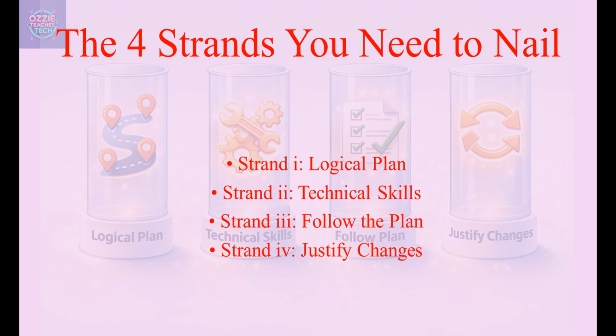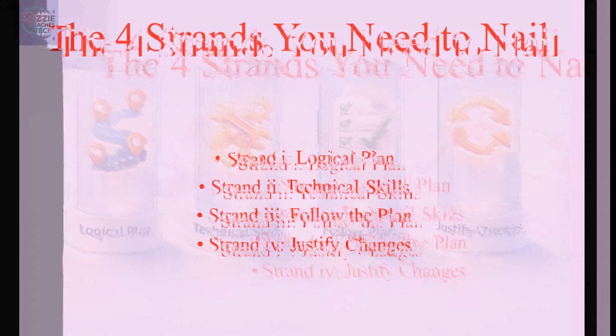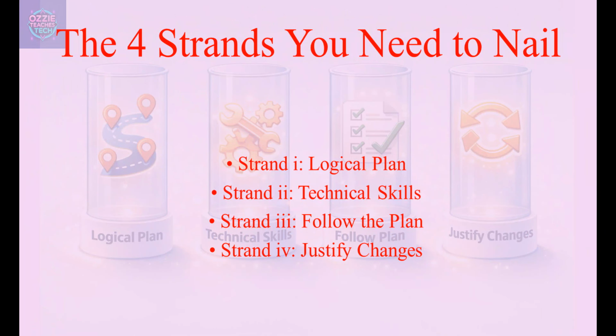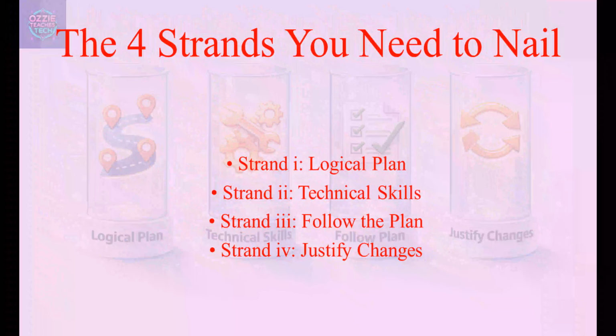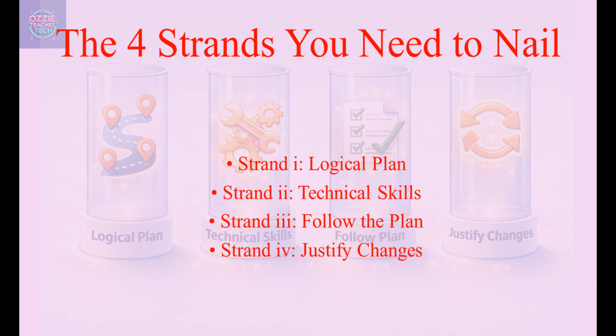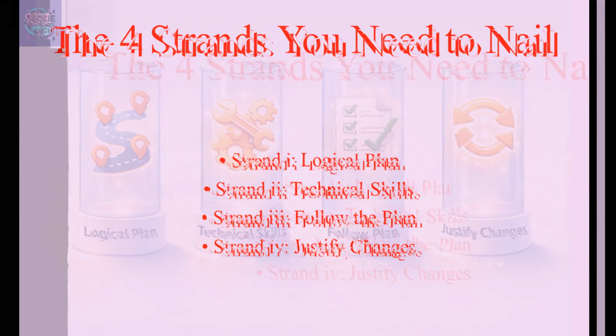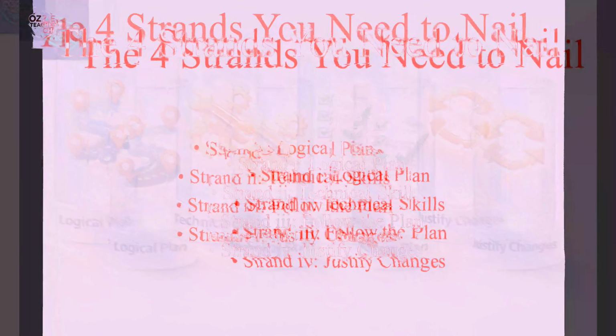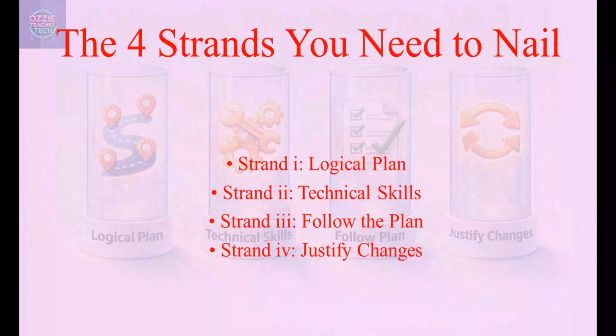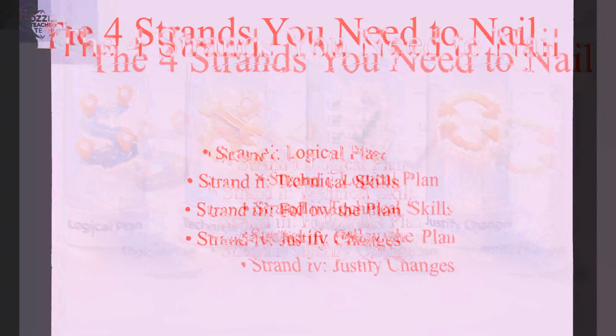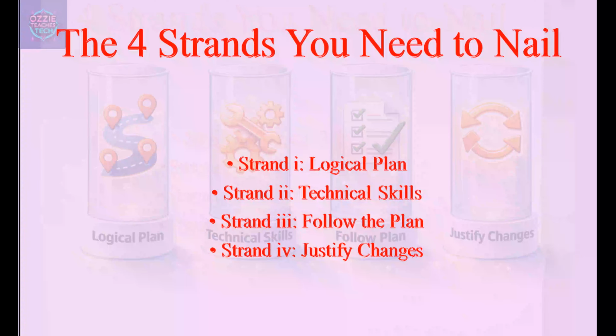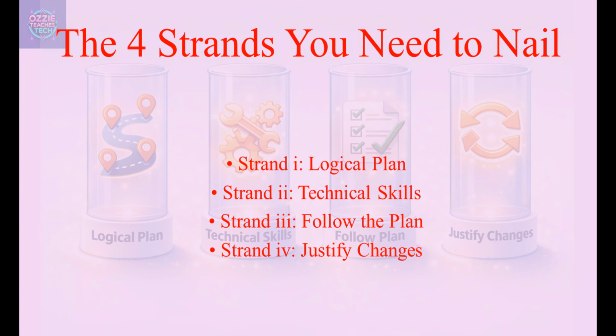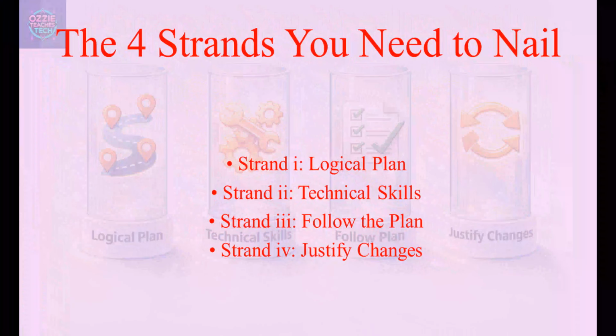The four pillars of Criterion C. Criterion C has four main strands, and you need to nail all of them to reach those higher achievement levels. Strand 1, construct a logical plan. Basically, your roadmap that's so clear your peers could follow. Strand 2, demonstrate excellent technical skills. Show off what you've learned and mastered. Strand 3, follow the plan to create your solution. Actually, make the thing and make it work.